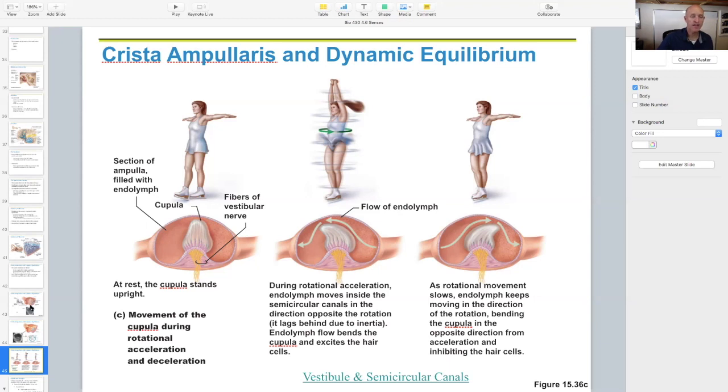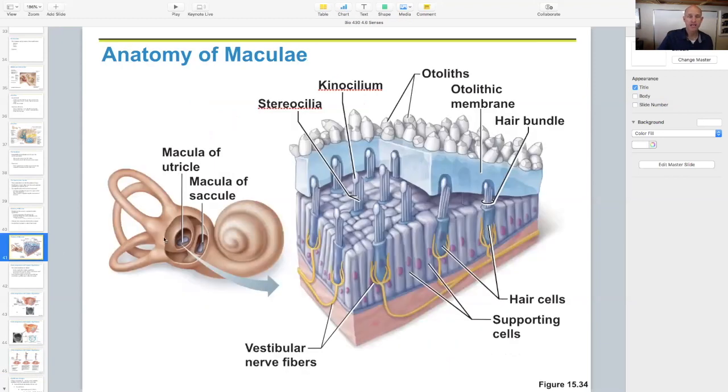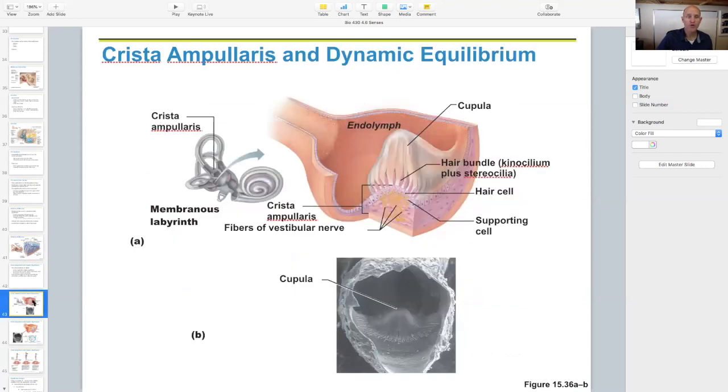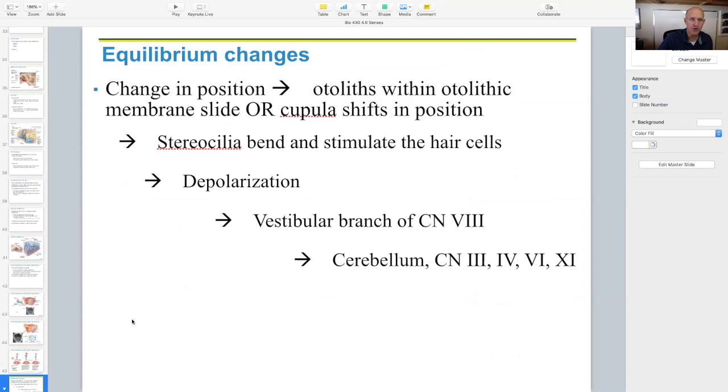Now, depending on whether it is the maculae being stimulated through linear movements, or the crista ampullaris being stimulated, what happens is those nerves from the hair follicles, that's part of the vestibular portion of that vestibulocochlear nerve, well, it's called the vestibular nerve right here, that is going to send a signal.